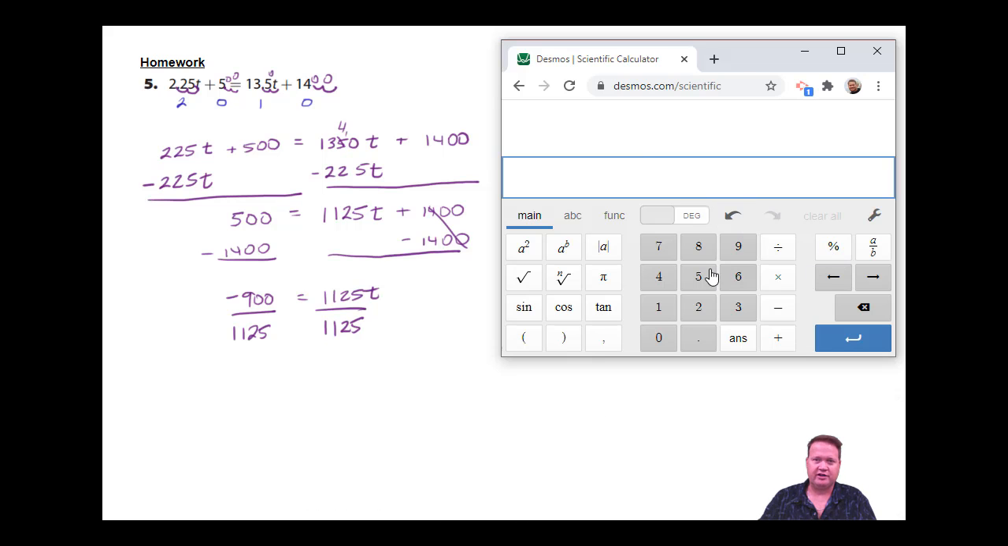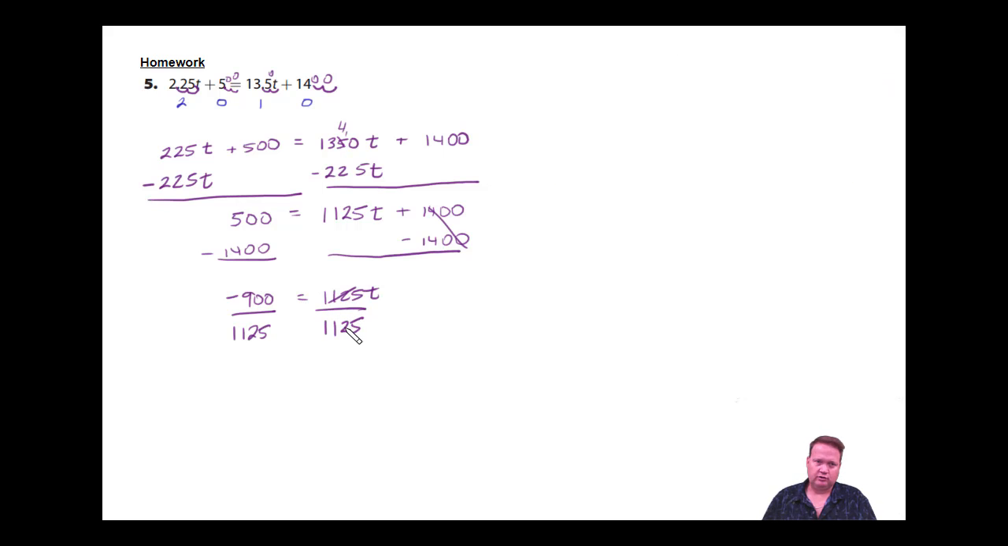We have a negative 900 on top. I'll use the A over B button. We have a negative 900 on top, and we have a 1125 on the bottom, and you get negative 0.8. So t equals negative 0.8.